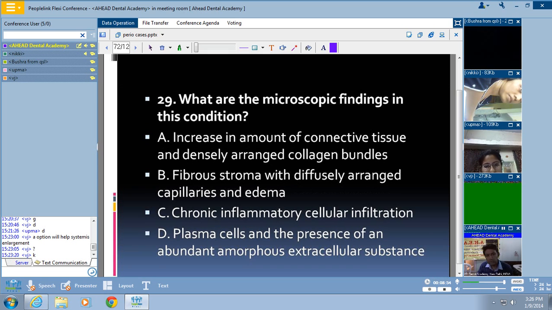So what are the microscopic findings in this condition? Increase in the amount of connective tissue and densely arranged collagen bundles, fibrous stroma with diffusely arranged capillaries and edema, chronic inflammatory cellular infiltrate, plasma cells in the presence of an abundant amorphous extracellular substance. This is again very much histological.